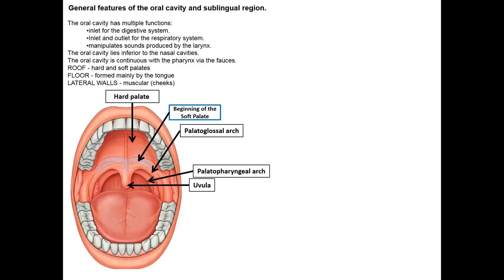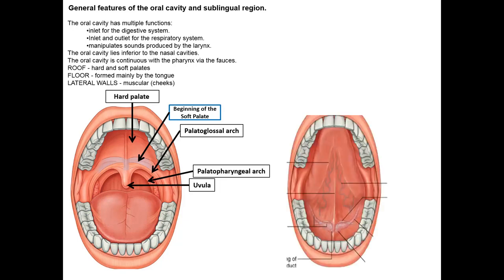And then we have that funny looking midline structure that we usually call the hanging down thing, but it's really called the uvula. And it really has its own muscle. You will come to use this part of the anatomy in your neurologic exams of cranial nerves.